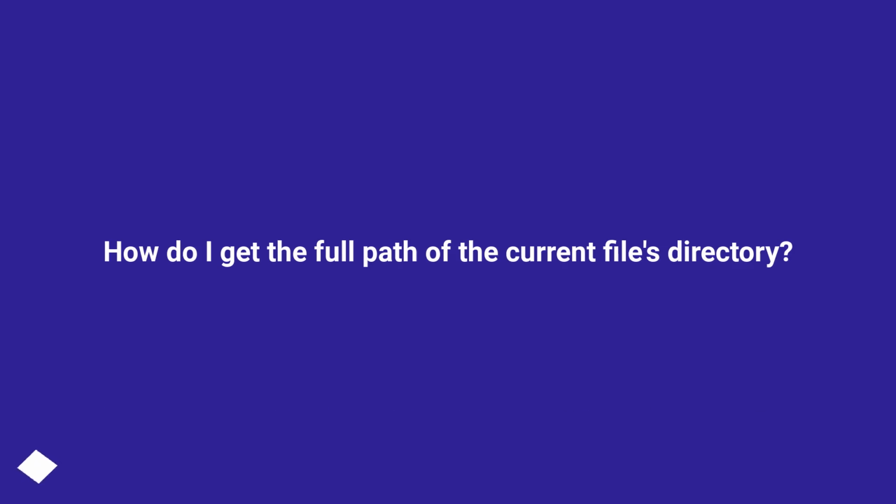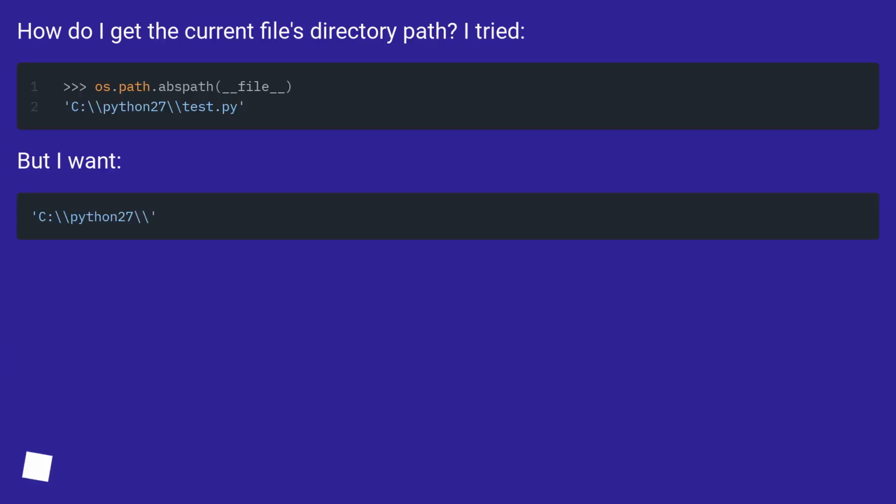How do I get the full path of the current file's directory? How do I get the current file's directory path? I tried, but I want.